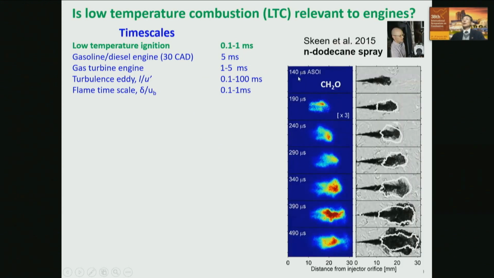Earlier, in 2015, for example, Dr. Skeen made a high pressure spray injection of n-dodecane into high temperature air. As you can see here, a large amount of formaldehyde is formed at the early stage. This formaldehyde formation indicates that cool flame chemistry is going on. The Schlieren image shows that near the high temperature fuel-lean region, the cool flame starts to develop and propagate into the core region of the jet.